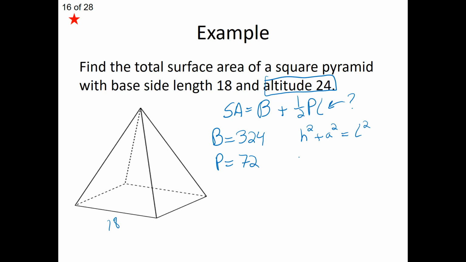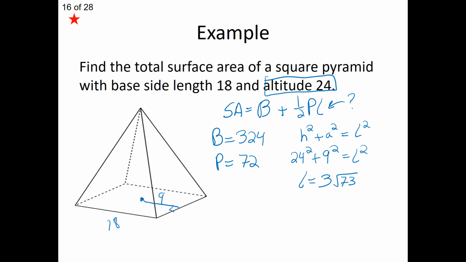Well, we have the height. It's 24. The apothem is actually really easy to find out with a square. The apothem, remember, is this distance from the center of our polygon perpendicular to the edge. Well, as it turns out, in a square, it's half the length of the side, which means the apothem length is going to be 9. So we plug that in. 24 squared plus 9 squared is equal to L squared. Now, to save on some time, I'm going to go ahead and solve for L for us. And when we do that, we get a simplified answer of 3 times the square root of 73.